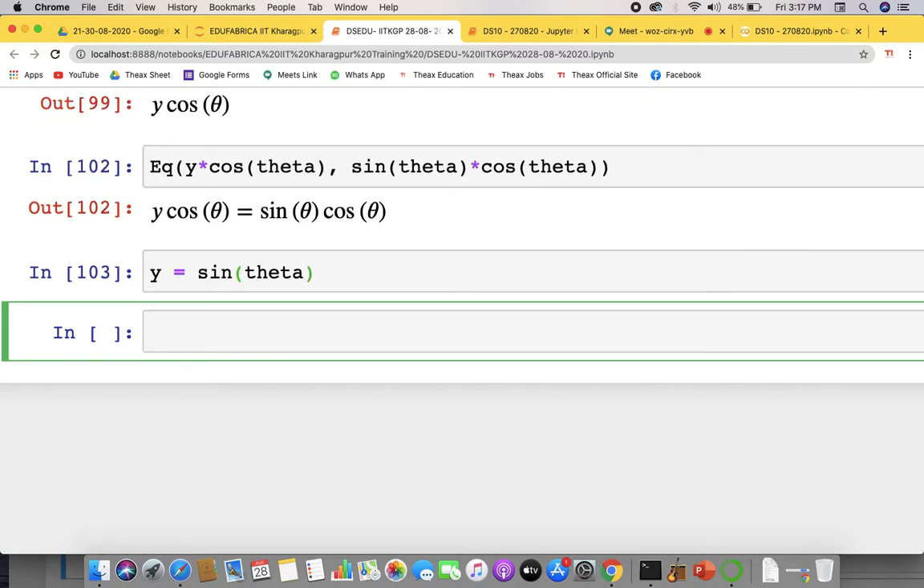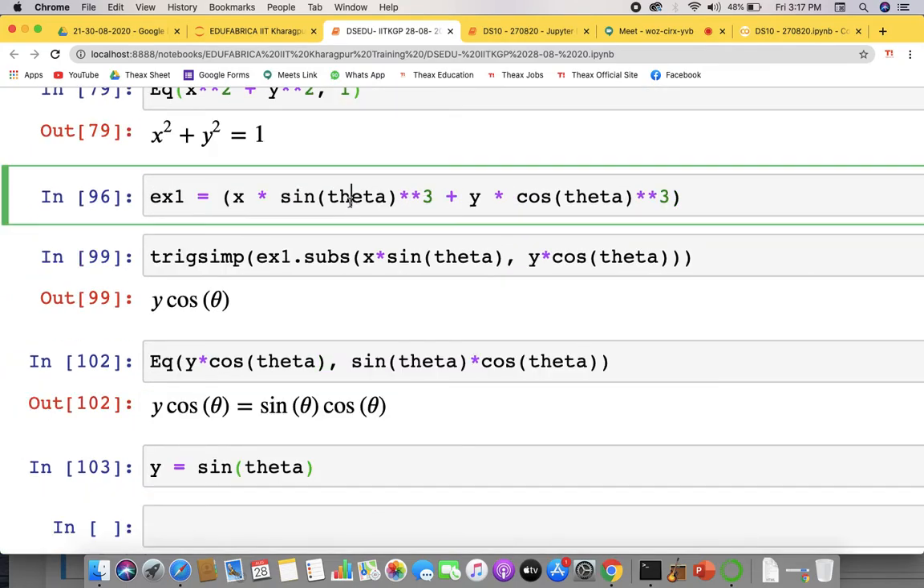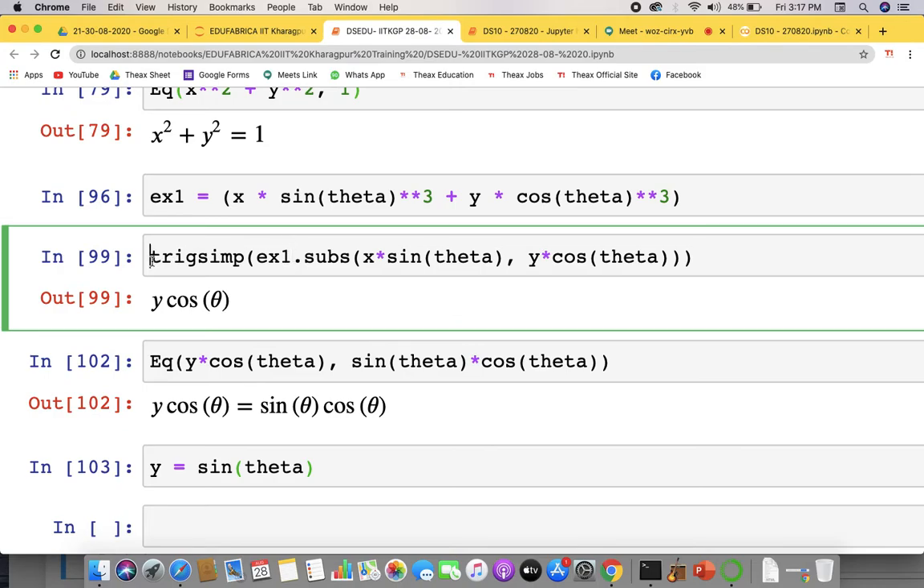Y is equal to sine theta. So if y is equal to sine theta, then in this equation, if we replace the value, let's say this is equation 2, so if we take this as equation 2.